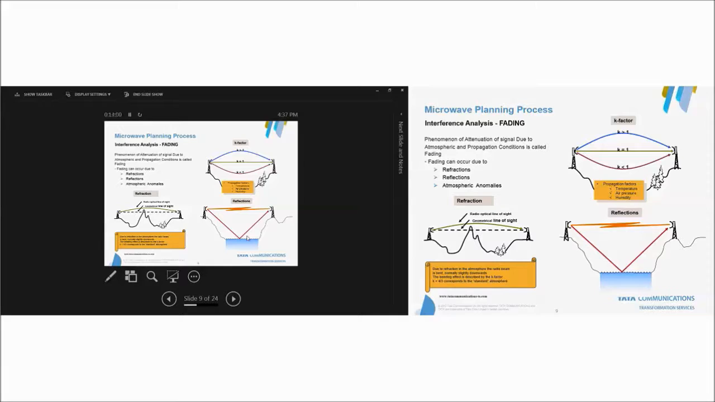Next thing is reflection. Microwaves tend to get reflected on water bodies and polished earth surfaces. If you see in this figure, the wave sent from site A to B gets reflected by a water body. What will happen if there is reflection? The receiver will be getting more than one signal at different time intervals. This may cause signal distortion and the link may go down.